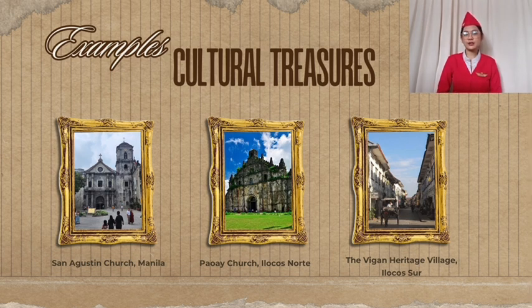The history of San Agustin Church: it was constructed in 1586. San Agustin Church is the oldest stone church in the Philippines and a UNESCO World Heritage Site. It is a prime example of Baroque architecture and has survived multiple earthquakes and wars. The church is famous for its intricate interior, including the beautiful wooden ceiling and historical murals.